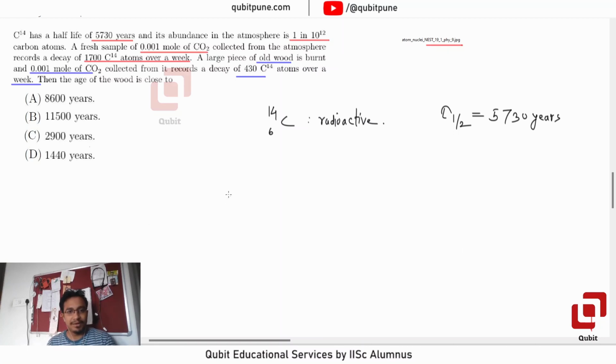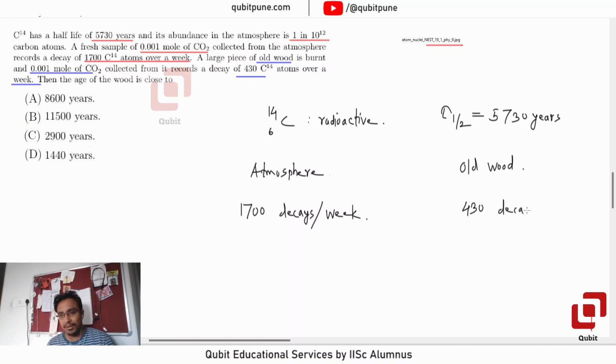First is the sample from the atmosphere, and how many decays does it record? It has recorded 1700 decays per week. And the other one is what? Old wood, and this records 430 carbon 14 atoms or 430 decays per week.